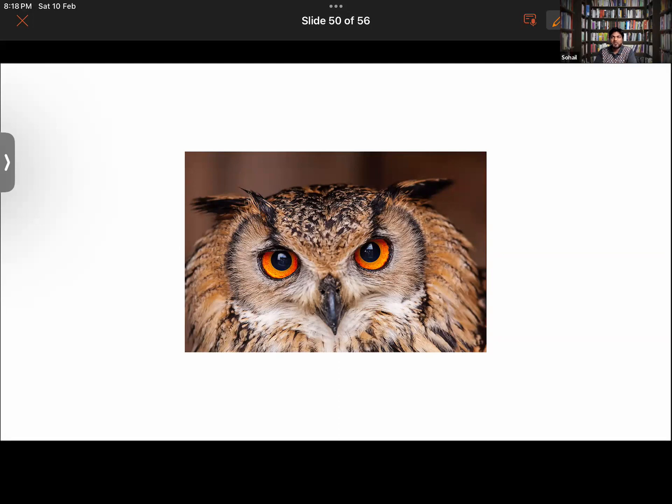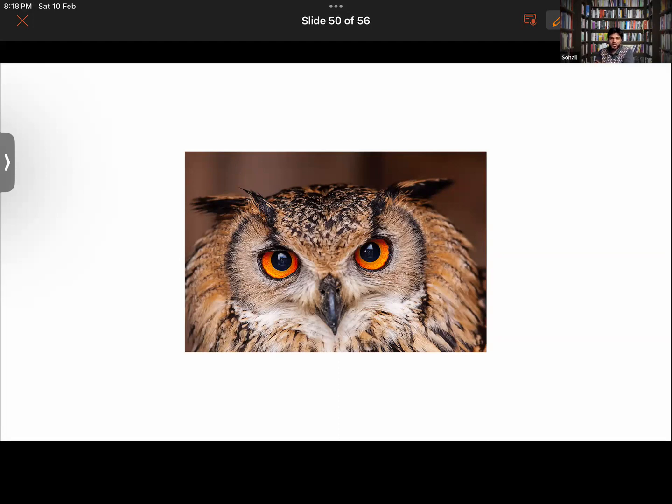Right. If you were to look at the eyes of butterflies, houseflies, they're having thousands of little eyes. We have only two eyes, they have got thousands of little eyes. Spiders also.